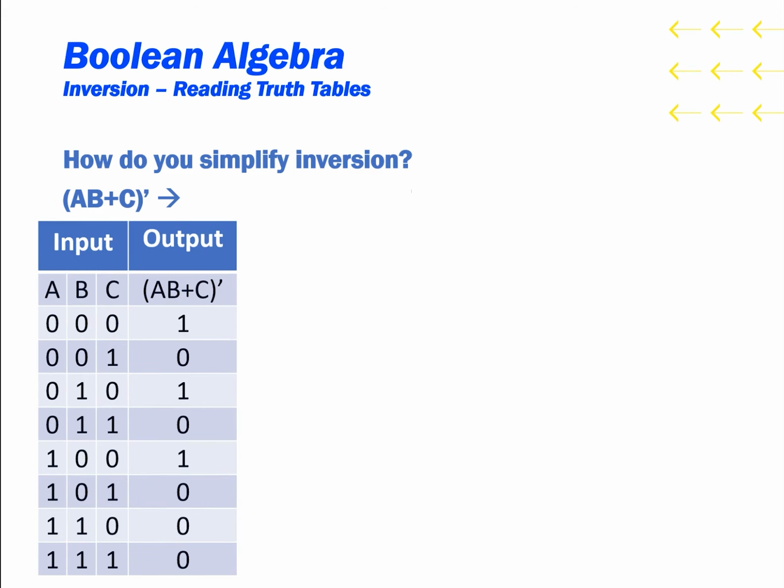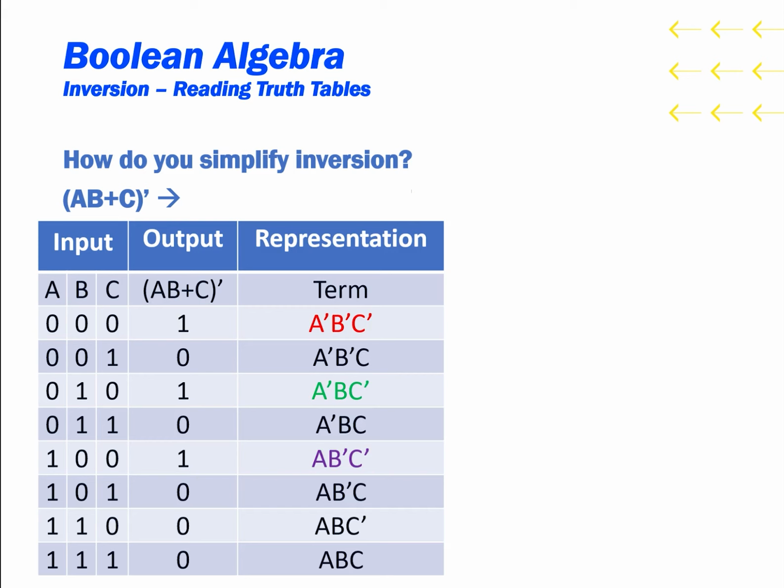Now we just need to construct a logical expression that represents the truth table. And we can do that using terms. Each row of the truth table can be uniquely determined by taking the input terms and combining them with AND gates. For example, if I wanted to output 1 only when A, B, and C are 0, then the term I would use is A0, B0, and C0. This term would only output 1 when all of the inputs are low, and would output 0 otherwise.